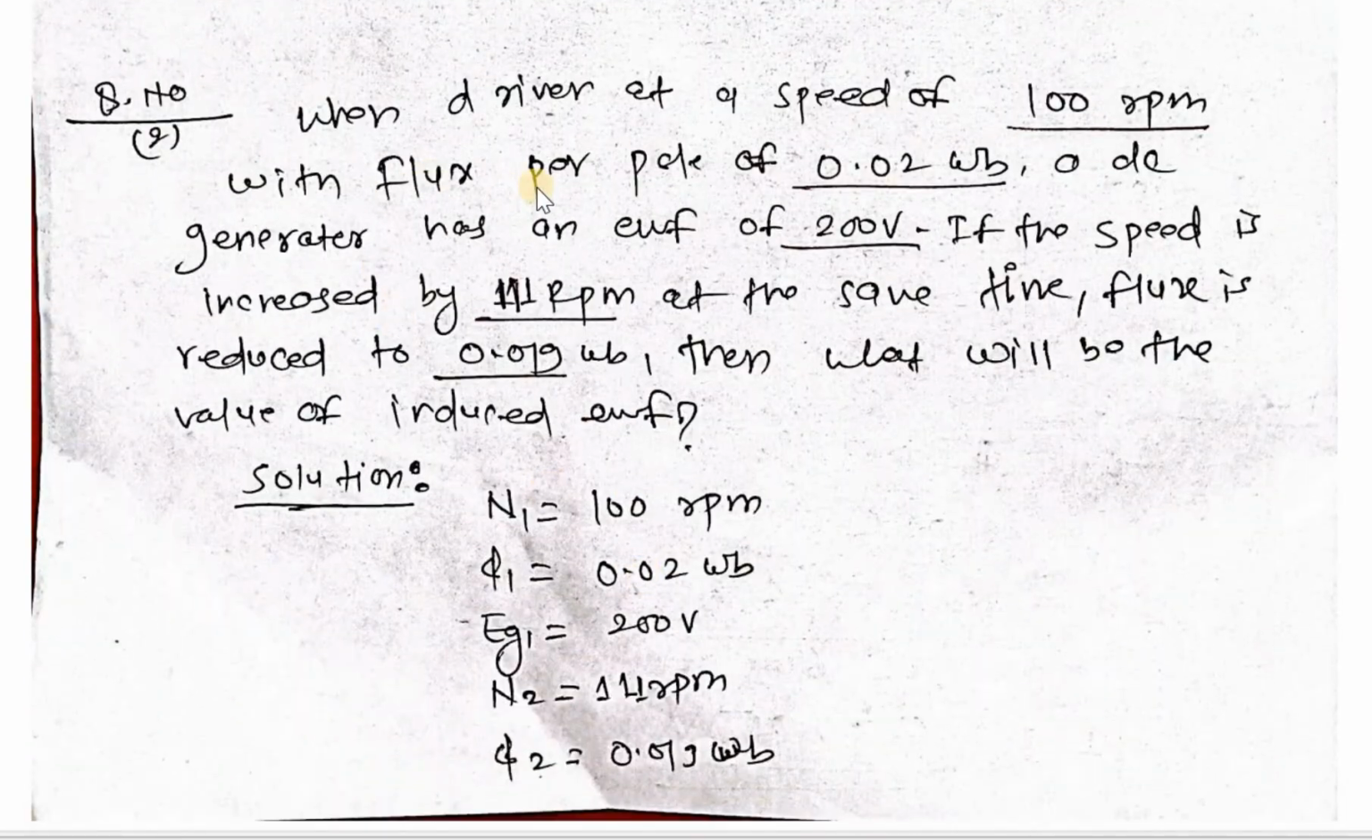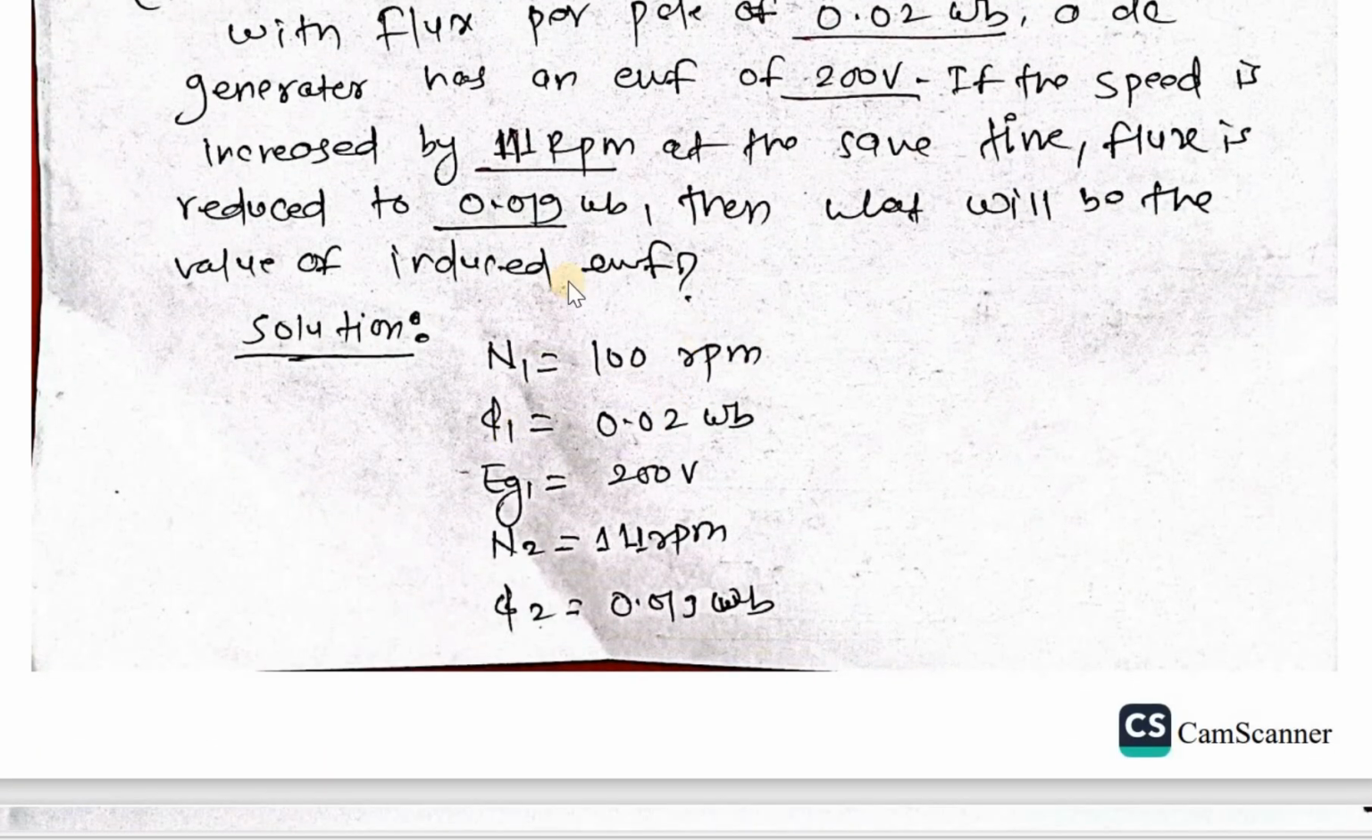The second numerical problem is: when driven at a speed of 100 rpm with a flux per pole of 0.02 Weber, a DC generator has an EMF of 200 volt. If the speed is increased by 11 rpm, that is 111 rpm, and at the same time the flux is reduced to 0.019 Weber, then what will be the value of induced EMF?